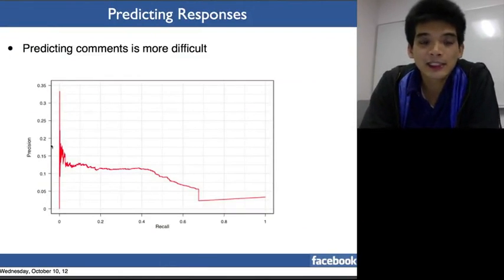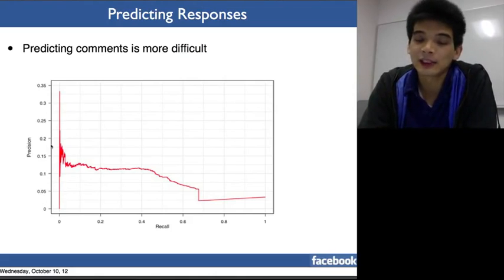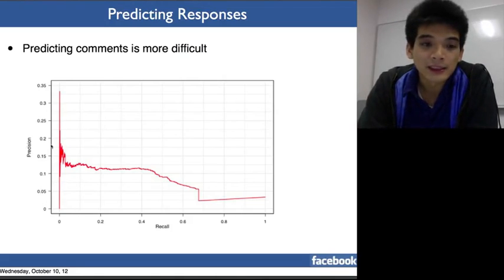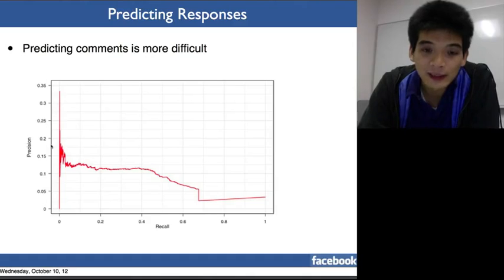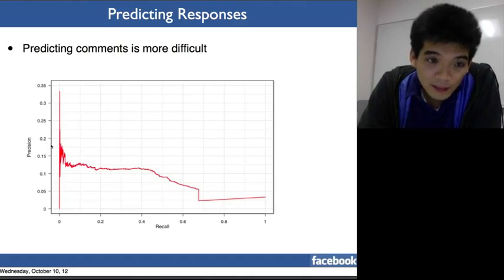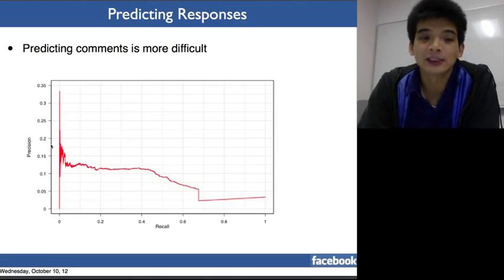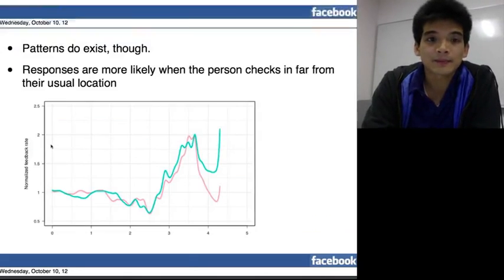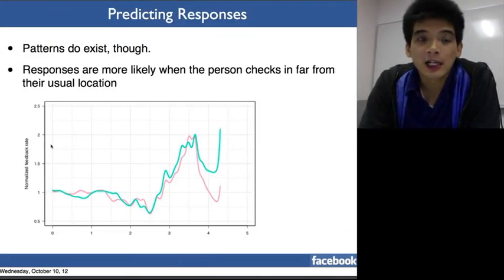Not surprisingly, predicting whether someone will comment on a check-in is a lot more difficult, because that's just a lot of noise and a lot more randomness. Here we see that with a 60% recall rate, we can only predict with about 6% precision. So this is basically just noise, which was not too surprising. However, we do see there are patterns.